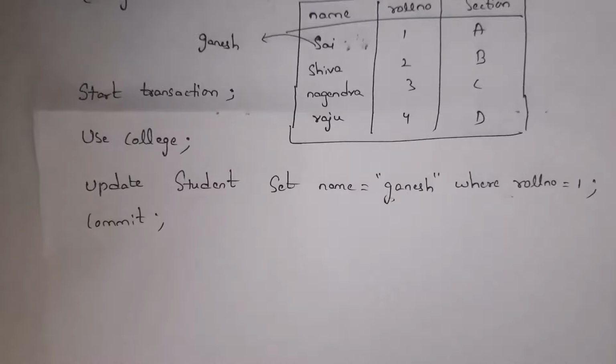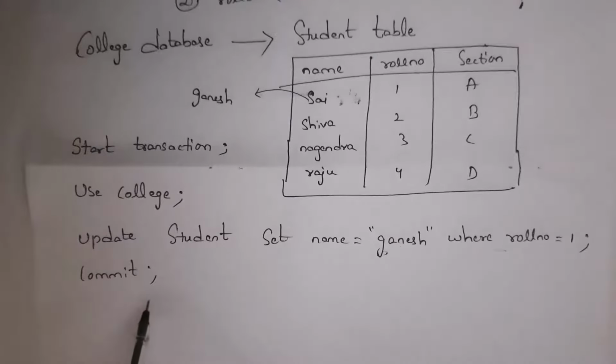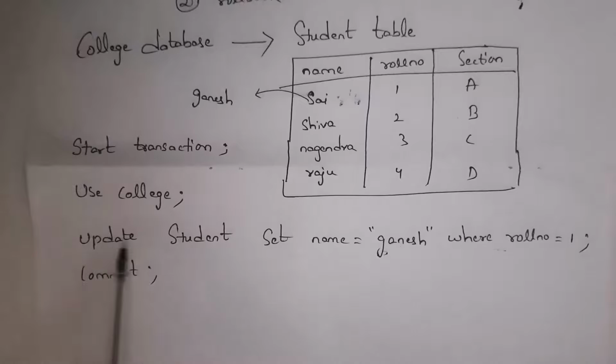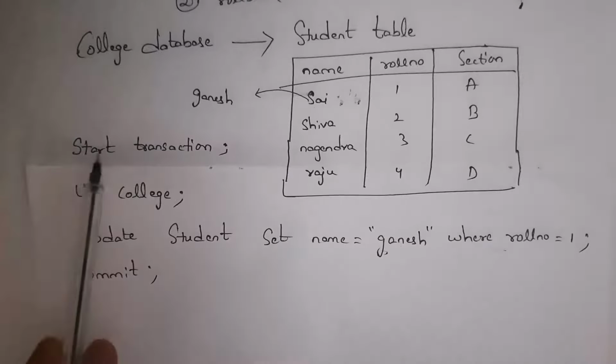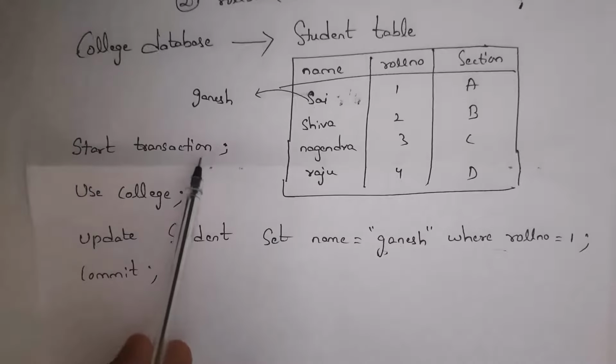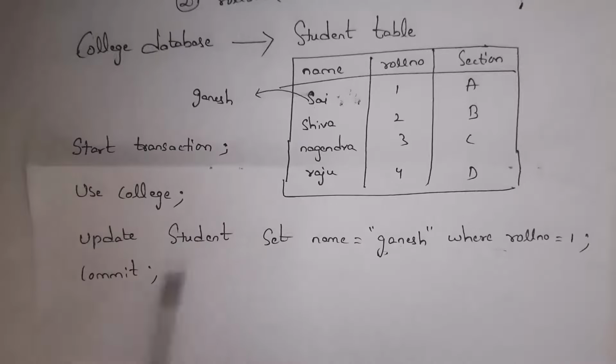writing commit. For example, I wrote this code but I did not write commit and I closed my software. Once you close your software without writing commit, this information will not be stored in our database. That is, it will not change the name to Ganesh because we did not write commit. So if you write commit, whatever operations you perform on the database will be stored permanently in our database. So whenever you start any transaction, for each and every operation, you need to use commit.